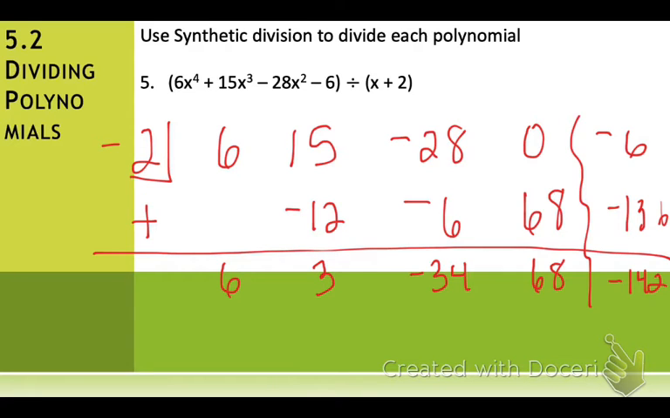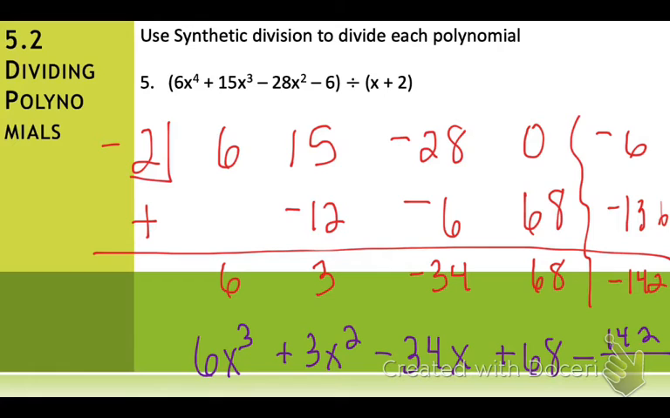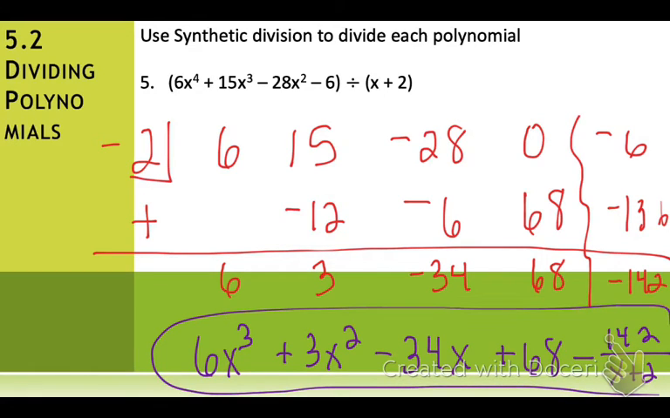All right, so my final answer is 6x cubed plus 3x squared minus 34x plus 68 minus 142 over x plus 2. Again, so therefore x plus 2 is not a factor of that because it did not go in evenly.